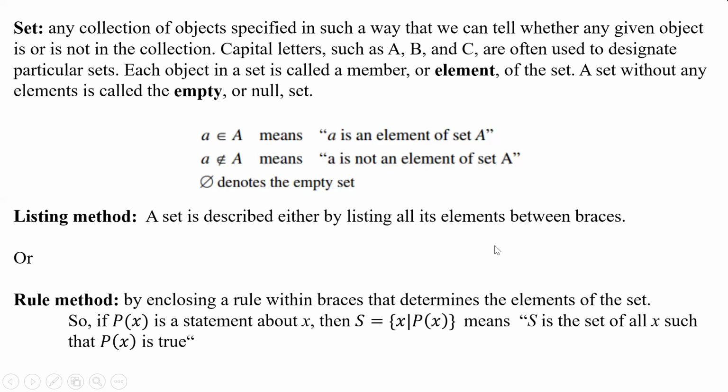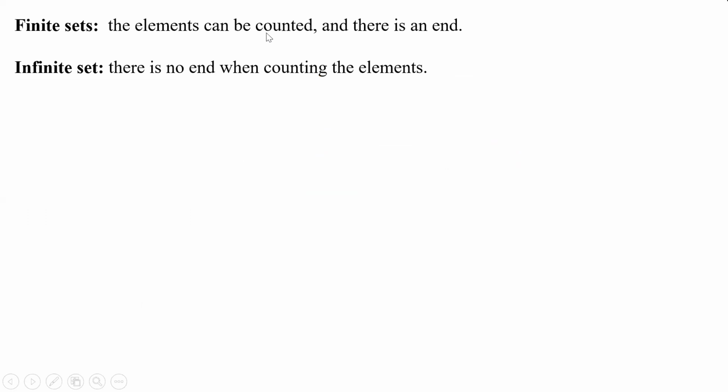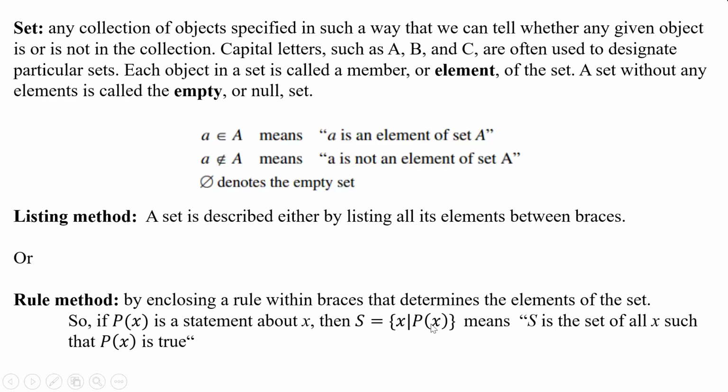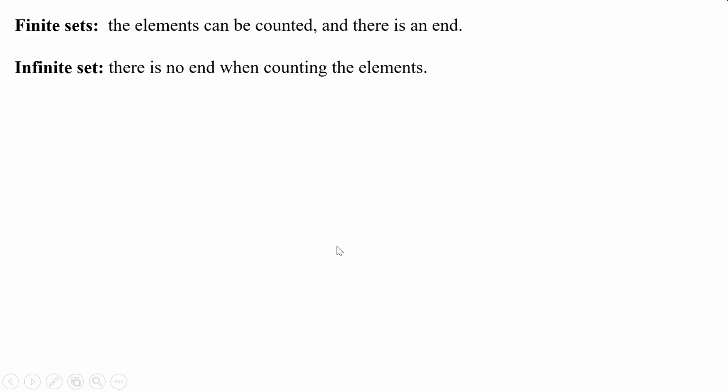A lot of the other ways is just you have braces and you list all the elements within the braces. Now, finite sets can actually be counted and there's an end to them, whereas for an infinite set, there is no end when counting elements. Infinite sets usually happen when you use this kind of notation because you're not going to be able to list them all. Or if we do it with the braces, we put comma, dot, dot, dot. So those are the two kinds of things we'll see.